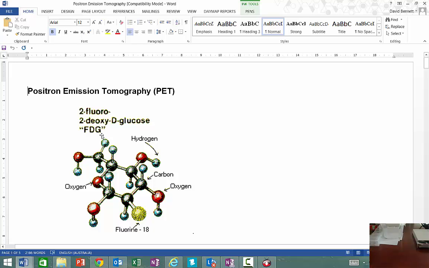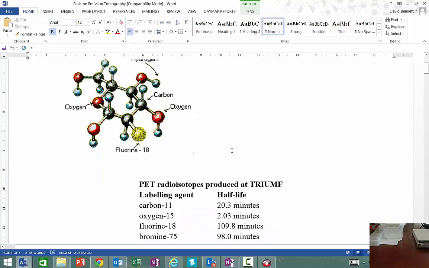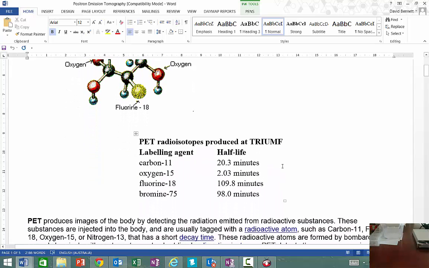So the 2 just relates to which carbon it's bonded to in that chain. So there are a series of radioisotopes that they might use, depending on what they were looking for. So here's just a list of 4 of them. We've got carbon 11, oxygen 15, fluorine 18, or bromine 75.